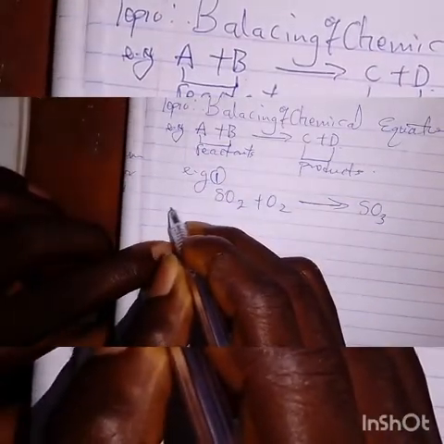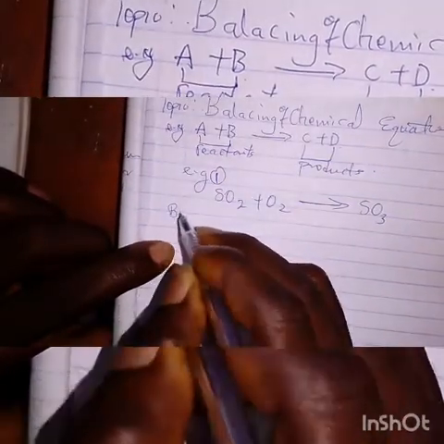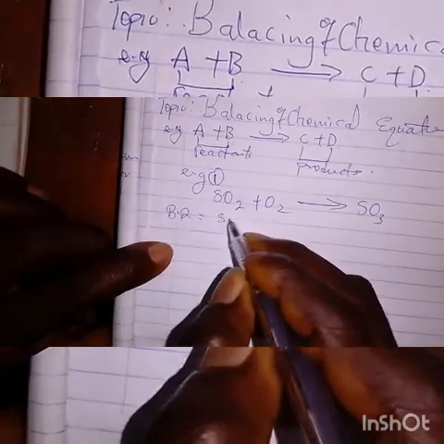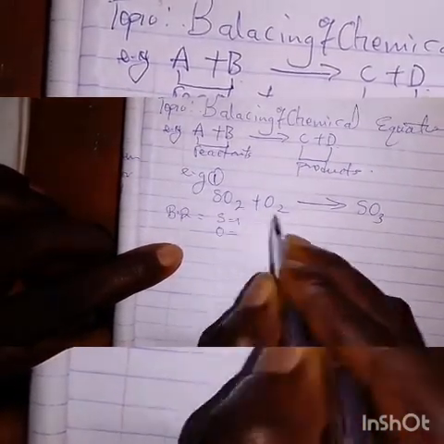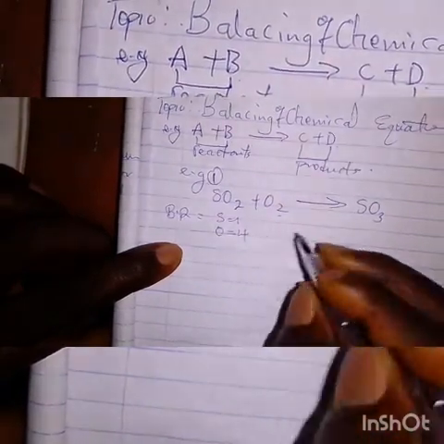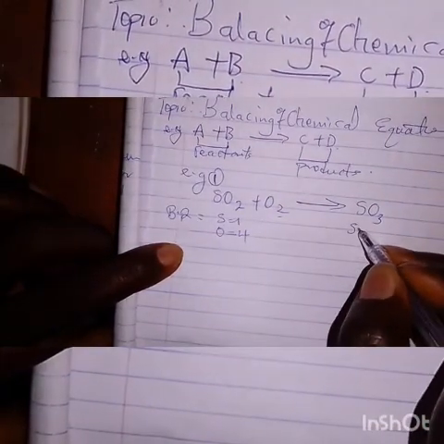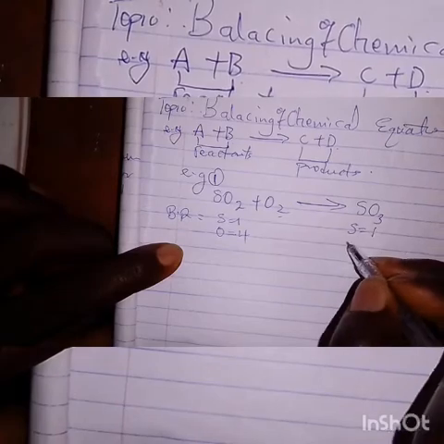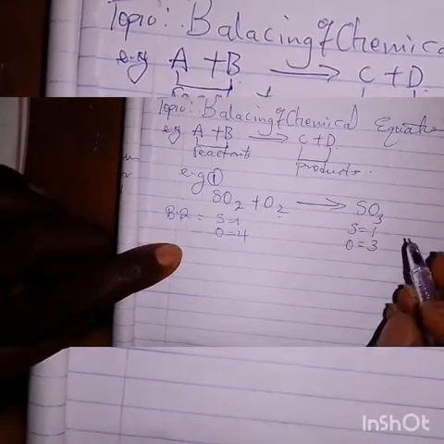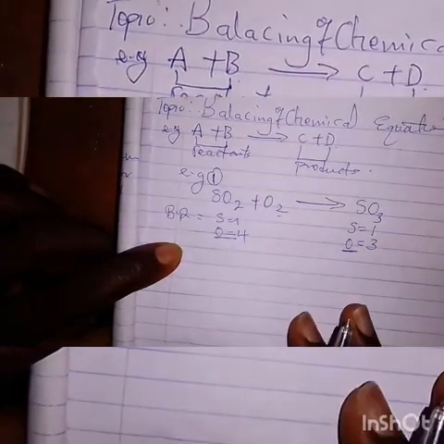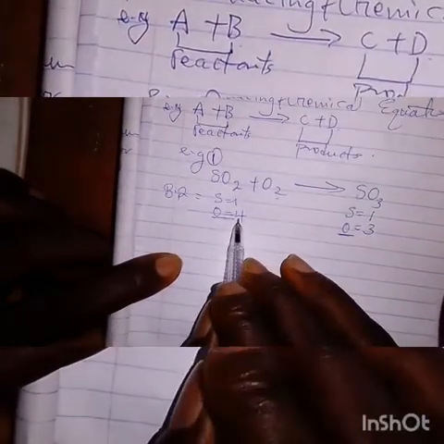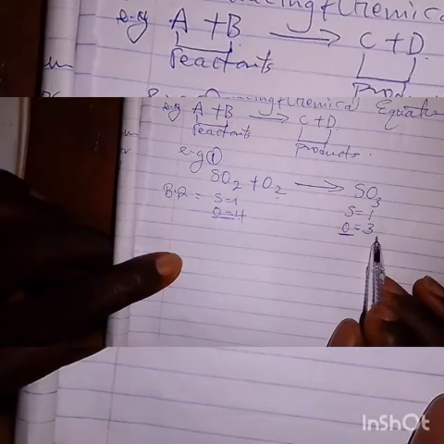Now let's look at before the reaction. Before the reaction, what do we have? Our S in this place is equal to 1. The total number of O here, 2 plus 2, will give us 4. Also in this place, our S here is equal to 1, but the total number of O here is equal to 3. So if you see the number of O here is not balanced. Why? Because it is 4 here and it is 3 here.